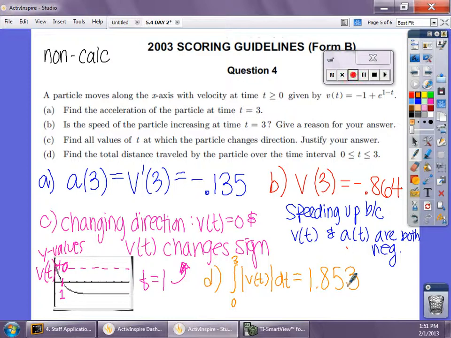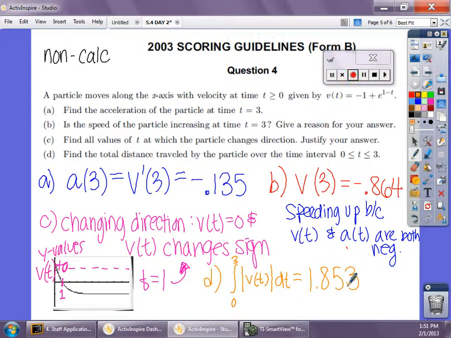And that right there is a perfect answer. You actually have enough work shown to get all 9 points, even though it looks like there's barely anything here. But it has every little piece that you would need to get all 9 points for this question.